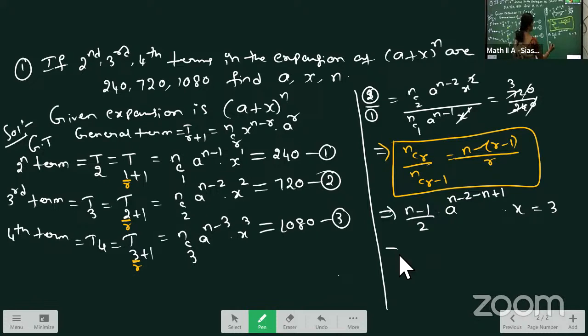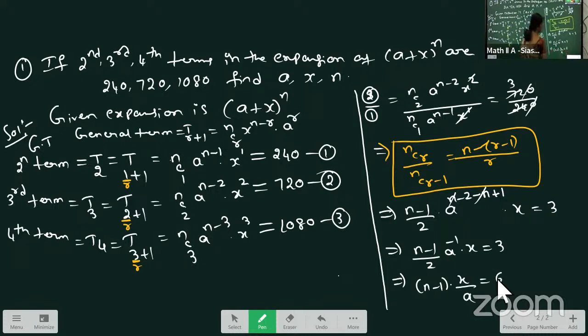So now, n minus 1 by 2 is equal to, n n cancel, a to the power minus 1 into x is equal to 3. Cross multiply 3. So n minus 1 into x, a to the power minus 1, write it in the denominator, by a is equal to 6. So directly x by a is equal to 6 by n minus 1. Take this as equation 4. If we divide equation 2 by equation 1, we got x by a is equal to 6 by n minus 1.